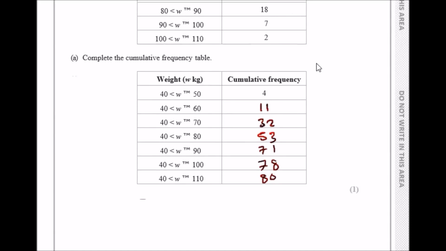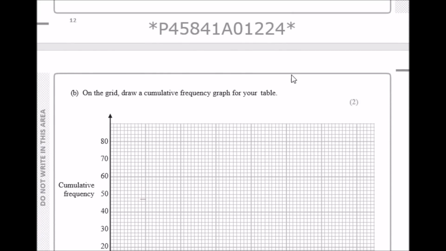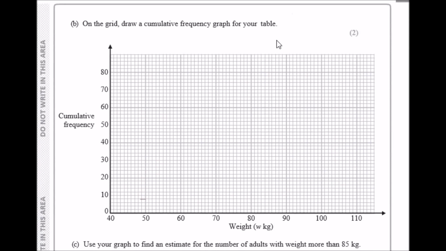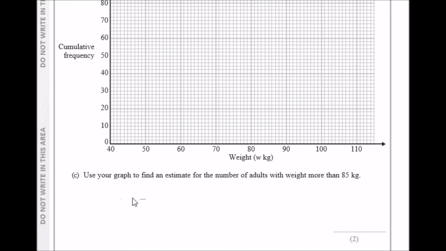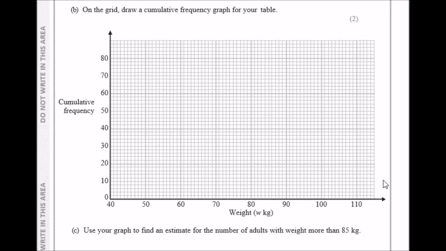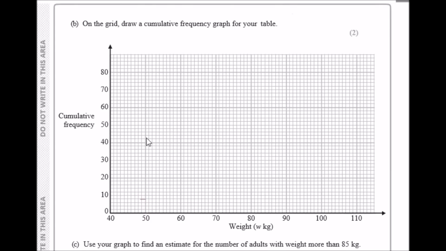Okay, so the next bit, part B. Here we have a grid, and we need to draw what we just found into our graph. Then we need to estimate the number of adults with weights more than 85. Let's get to part C in a minute, yeah? So, how to plot this?